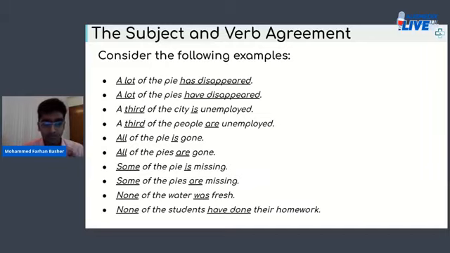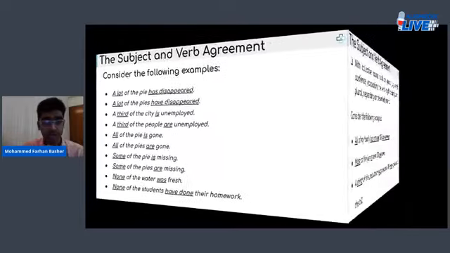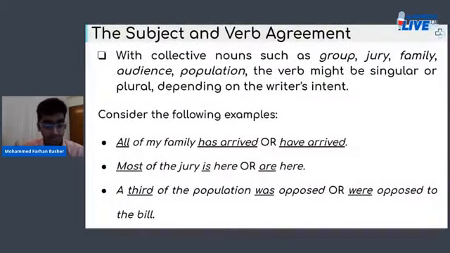Okay? None of the water was fresh. Follow this, water is an uncountable noun, and therefore is always considered singular. So you say none of the water was fresh. But with the phrase none of, if you talk about students, the word students is of course plural, so the verb following must also be plural. So you say none of the students have done their homework. Okay? All right. I hope I'm clear. If not, please do post your queries in the comment section. I'll try my best to clarify your confusions.